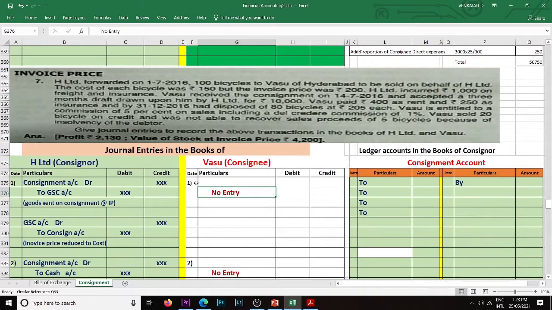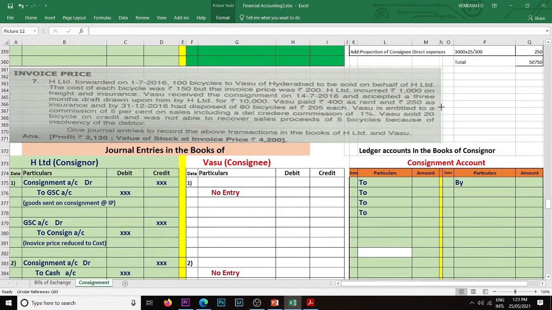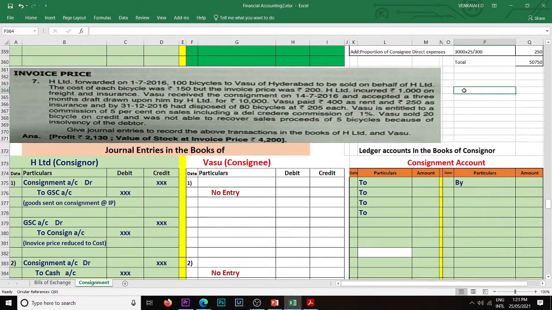100 bicycles were sent. The cost of each bicycle was 150, but the invoice price is 200. Cost price is how much? Cost price is 150. Invoice price is 200. So according to the consignor, the selling price may be 200. The consignee has to sell at more than 200.